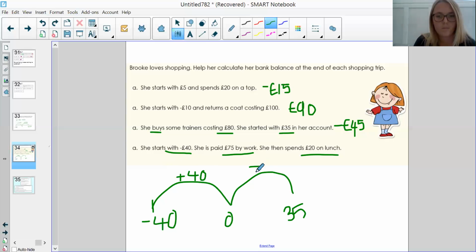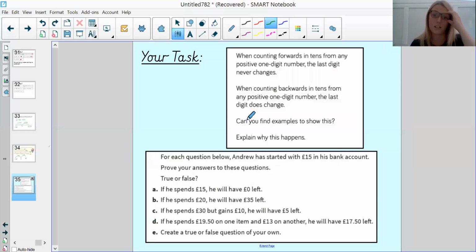Okay, but then she spends £20 of that on lunch. Okay, so you could do this calculation mentally. What is 35 take away 20? Excellent. She would have £15 left in her bank balance, so she'd end up with a positive bank balance at the end of the day. Okay, lovely. Right, so now you have got 2 questions to have a go at independently.